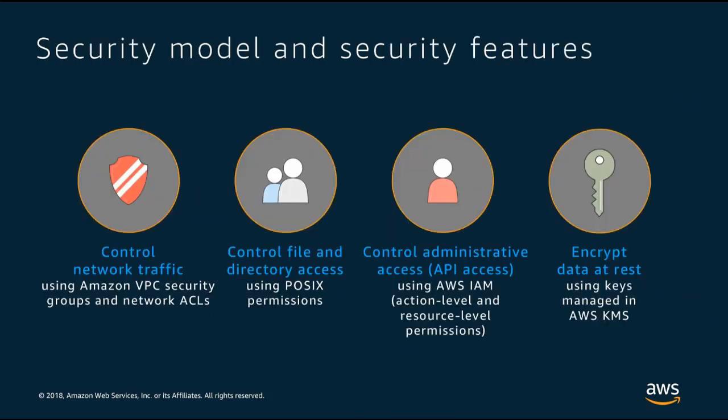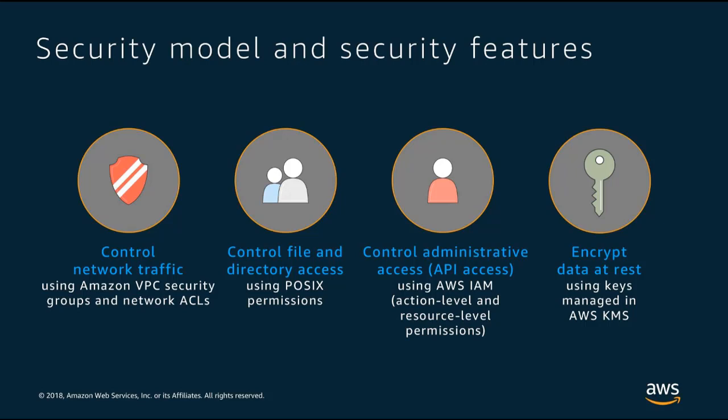Now, one aspect of features that you want to think about is what security model and what features come with your choices. Well, Amazon EFS provides a variety of mechanisms to control access to your data and your file system resources. You can control network traffic using Amazon VPC security groups and network ACLs. So in this case, you can control which instances in your VPC have access to your file systems. You can control file and directory access using standard POSIX permissions. And you can control administrative access using AWS IAM.